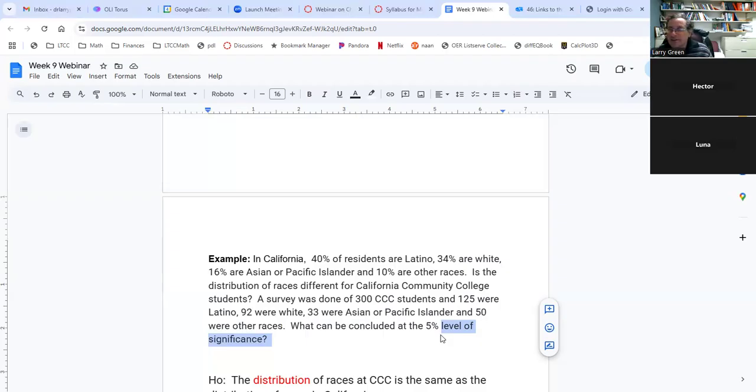Pretty simple question. Any thoughts? So what would the survey question for this particular example be? It said a survey was done. So what was the question of the survey? Any thoughts? I don't see you typing it in. Yeah. What is your race?